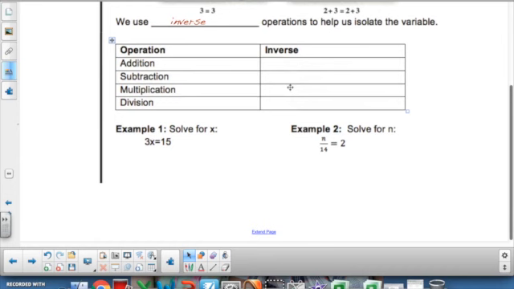So the inverse of addition is subtraction. Basically, you're just thinking, what's the opposite? How can I undo something? So if I wanted to undo subtraction, I would do addition. If I wanted to undo multiplication, I would do division. And if I wanted to undo division, I would do multiplication.